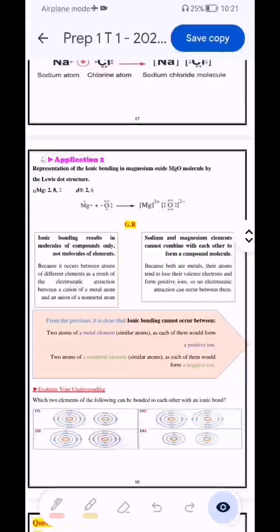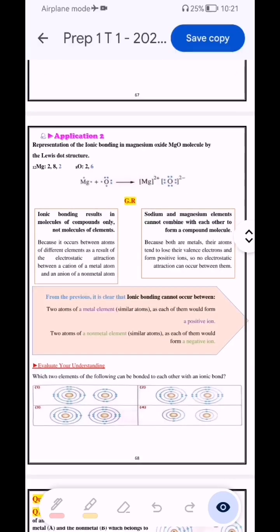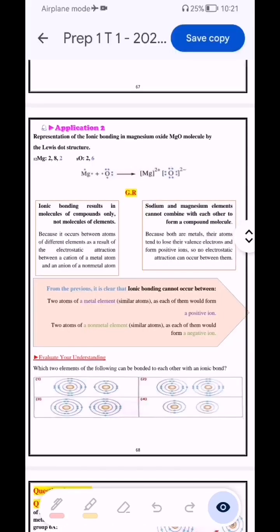We said Mg plus O, an ionic bonding occurs between them, because Mg, a metal, turns into a positive ion, and oxygen, a non-metal, turns into a negative ion. Then electrostatic attraction occurs between them. If asked to give a reason: ionic bonding results in a molecule of compound only, not a molecule of element. Why? Because it occurs between atoms of different elements. A molecule of element means the same or identical atoms, but an ionic compound contains two different atoms, or two different elements, as a result of electrostatic attraction between the cation of a metal atom and the anion of a non-metal atom.